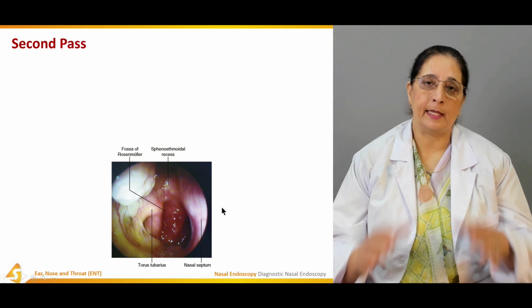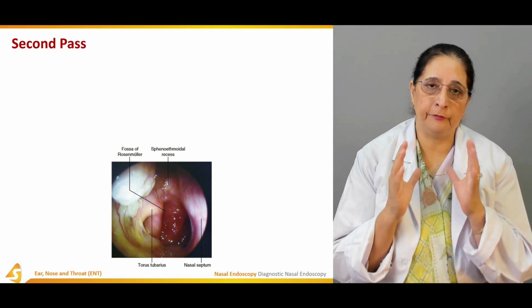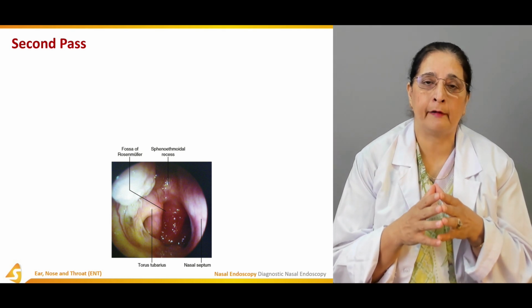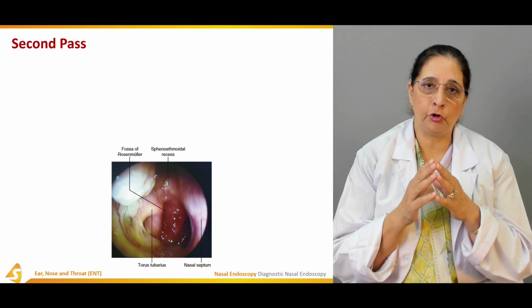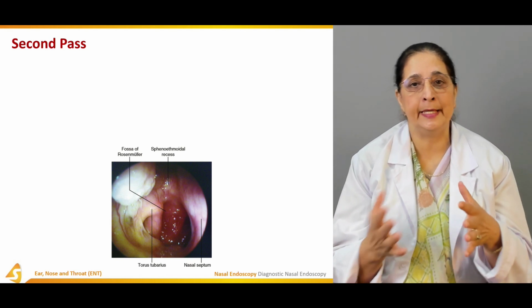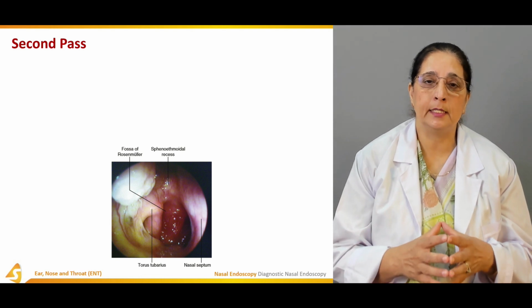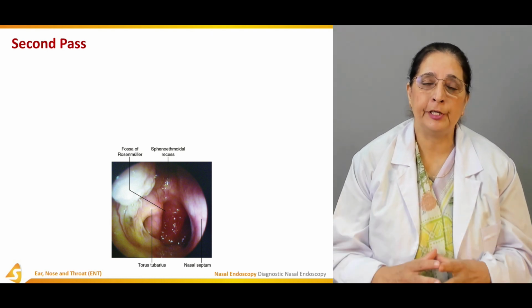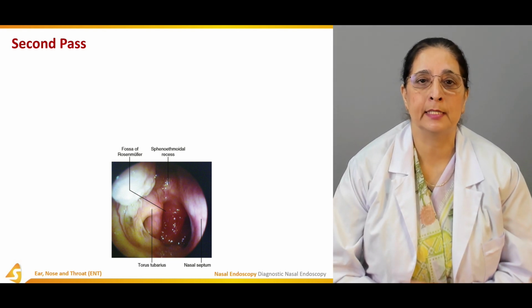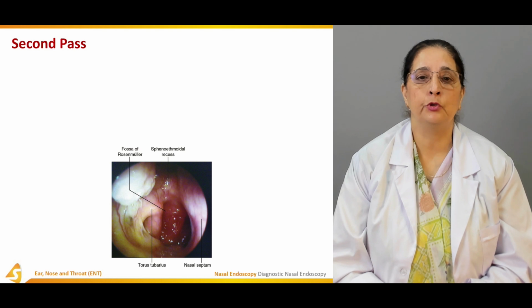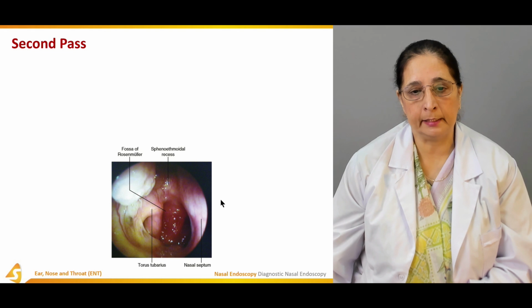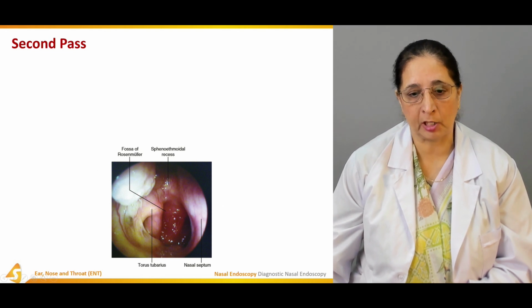Then the second pass. In the first pass, we slowly examine the nasal cavity, then the nasopharynx, and then we withdraw the endoscope and look for some structures: inferior meatus, lacrimal duct opening, apply pressure on the lacrimal sac, sometimes one or two drops of fluid come out. In the second pass, you can see these structures.